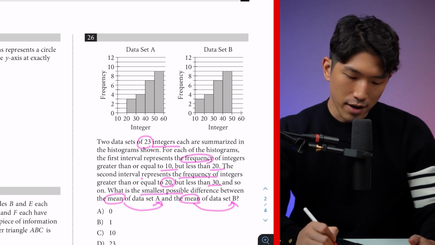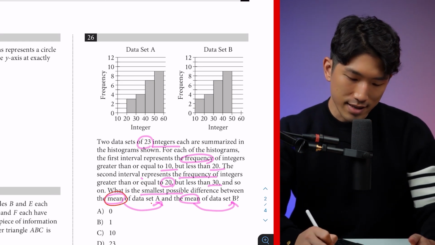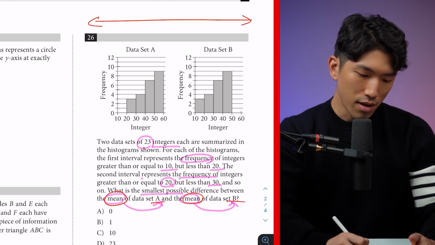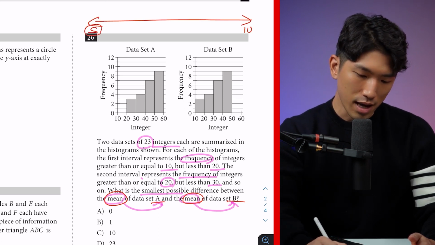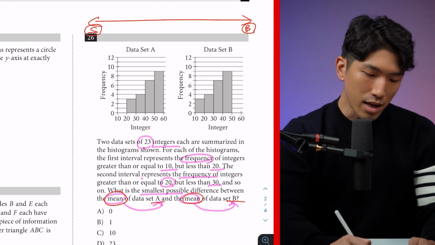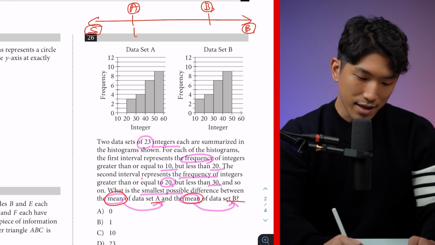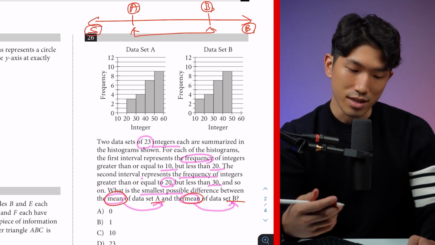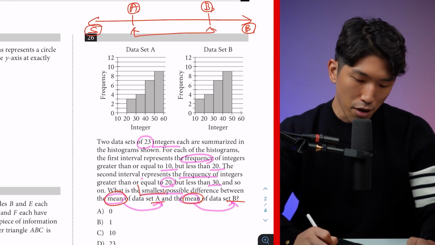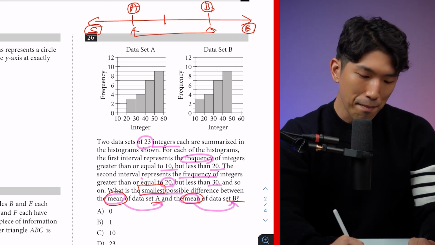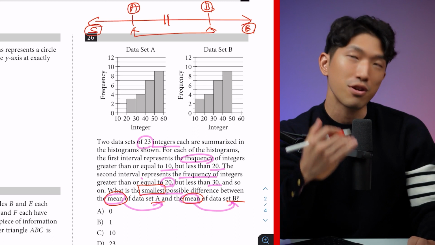So what we're comparing is the mean of data set A and the mean of data set B. And if you think about it, let's say there's a number line. This is like a small number and this is like a really big number. And let's say the mean of data set A is located here and B is located right there. If that's the case, they have a pretty big distance, right? But what we're looking for is the smallest possible distance between the 2 averages. So we want A and B to be as close to each other as possible.